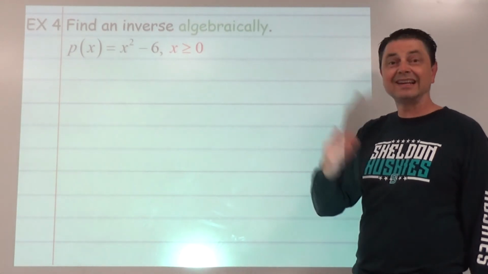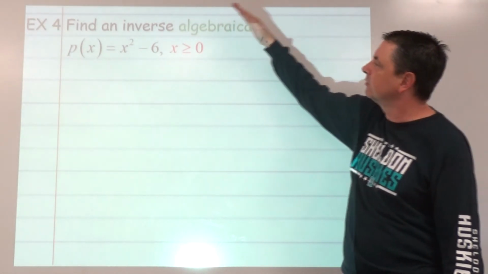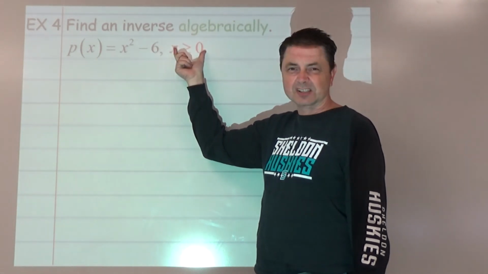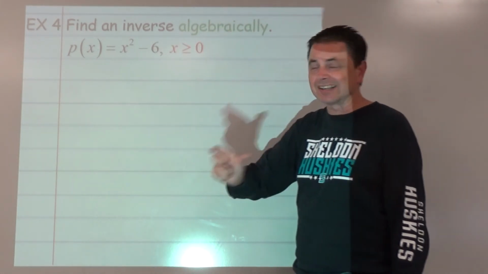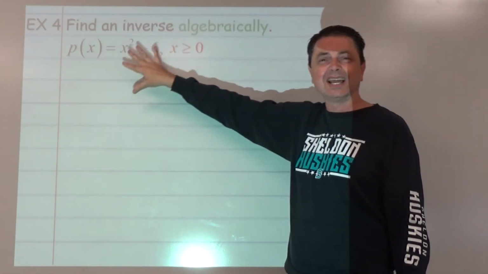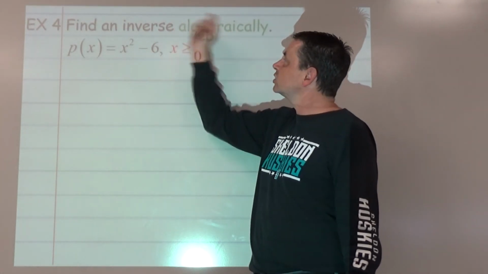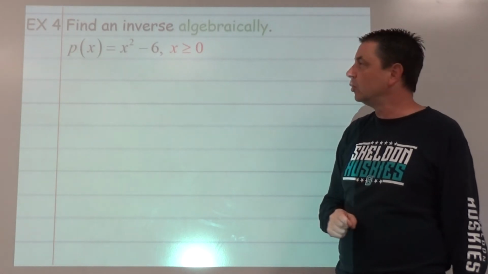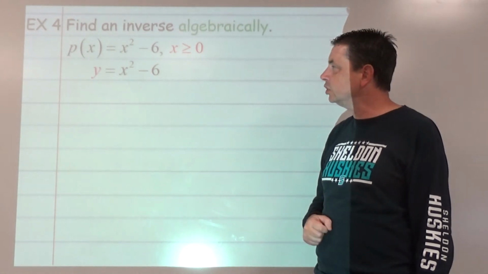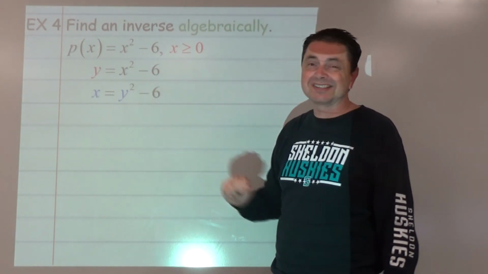Example number 4, this is a review problem. Find the inverse algebraically for p of x equals x squared minus 6, where x has to be greater than or equal to 0. In our next lesson, we're going to see why this needed to be here. For right now, we can kind of ignore it and just focus on our process. Step 1, make it y equals. Step 2, switch the x and the y. Notice that the exponent stayed where it was.